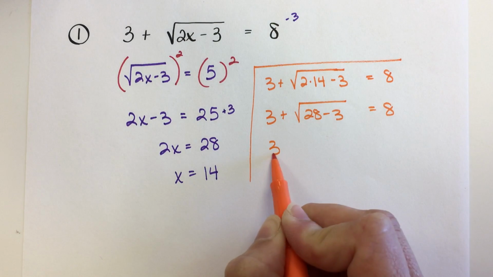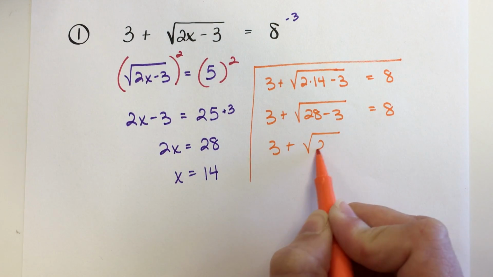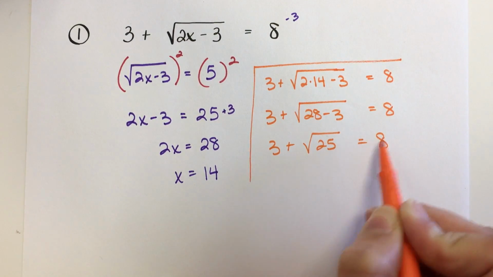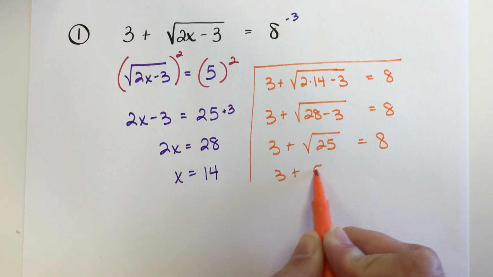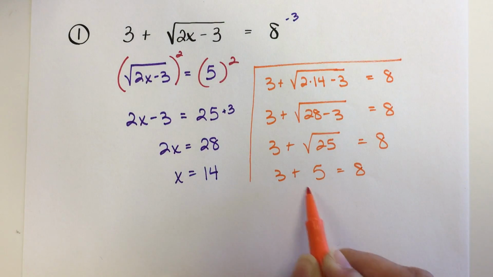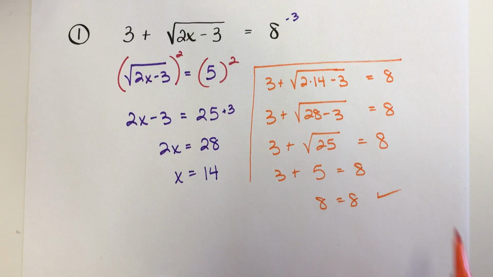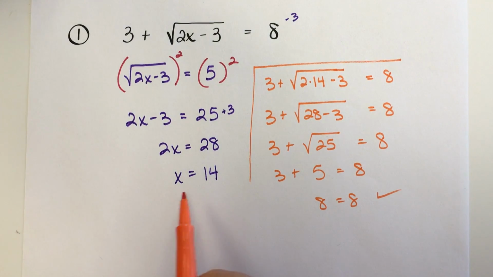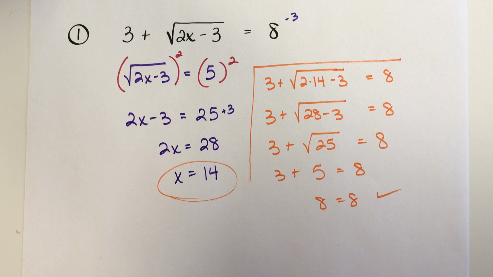And then do your 28 minus your 3, which is 25. And then do your square root of 25, which is 5, and now finally do your addition, and you do get 8 equals 8. It does check, therefore 14 is your answer. Majority of the time, these will always check, but you have those few instances where they don't, so make sure that you do always double check.